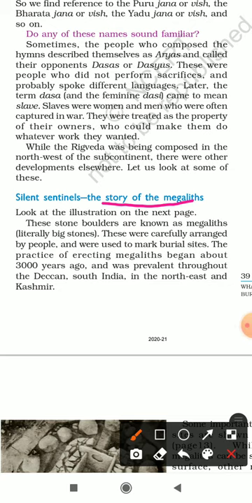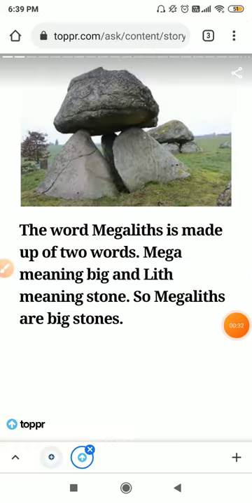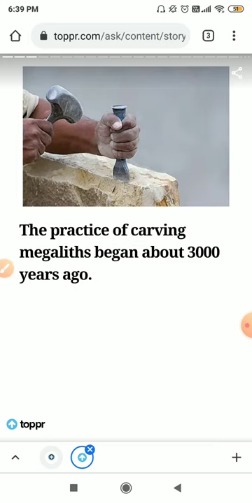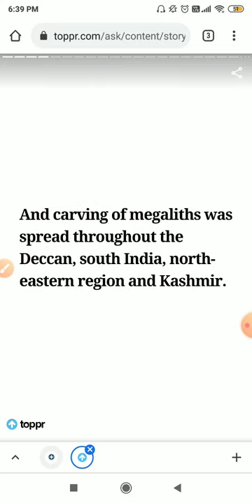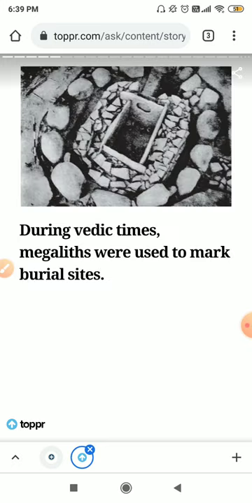The stone boulders are known as megaliths, literally meaning big stones. The word megaliths is made up of two words, mega meaning big and lith meaning stone. So megaliths are big stones. The practice of carving megaliths began about 3000 years ago, and it spread throughout the Deccan, South India, the northeastern region and Kashmir. During the Vedic times, the megaliths were used to mark burial sites, or the places where people were buried.